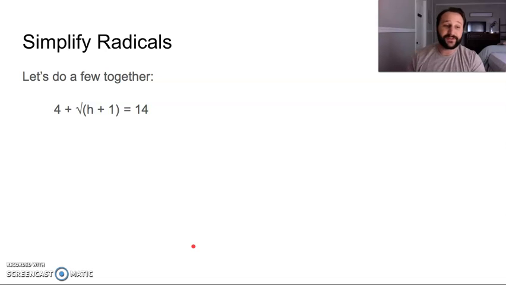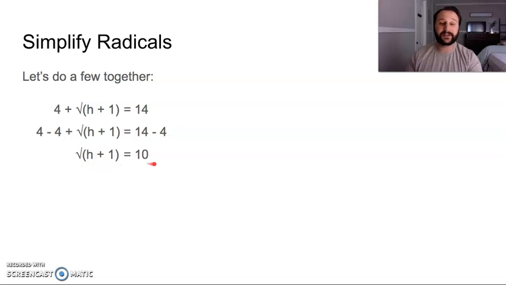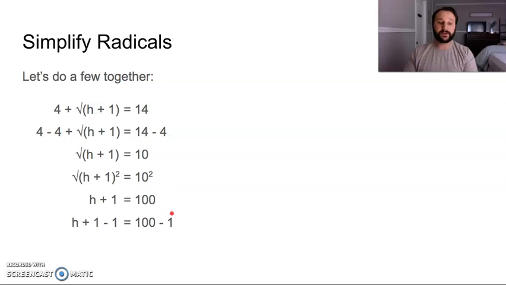All right, hopefully you did. What we have here is the square root of h plus 1, plus 4 equals 14. We subtract 4 from both sides. Then we have the square root of h plus 1 equals 10. We square both sides, and we're left with just h plus 1 equals 100. Then we subtract 1 from both sides, and we're left with h equals 99. Did you get the right answer? I sure hope you did.